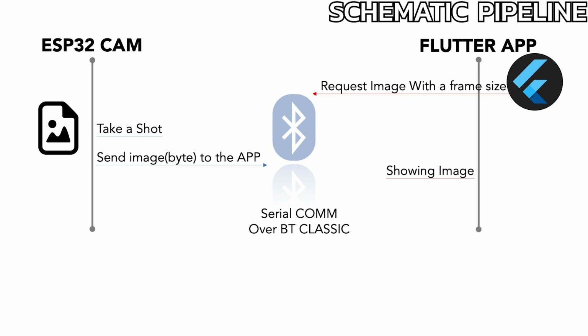The overall process is simple. The app requests a picture of a specific resolution through Bluetooth. ESP32CAM takes the picture and sends data back to the app in chunk units. The app assembles the split bytes, completes the original picture, and displays it on the screen.